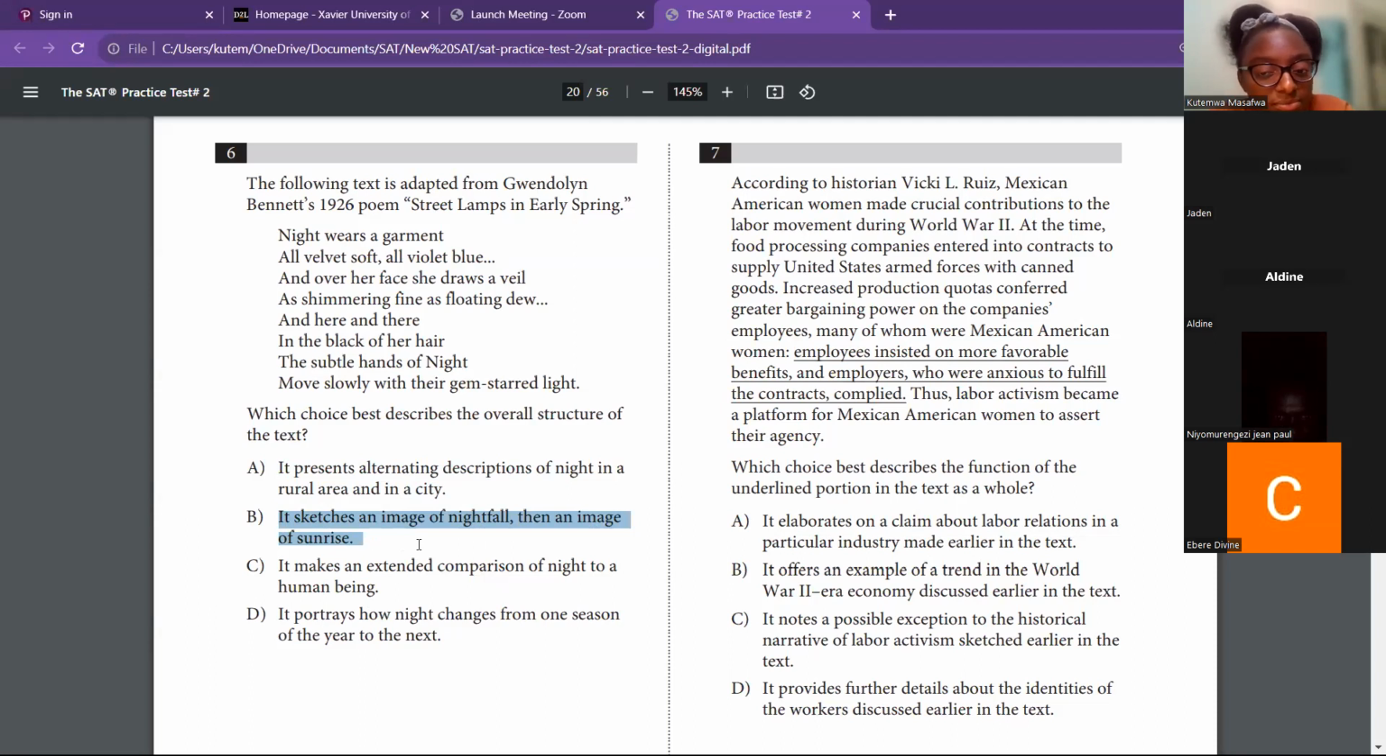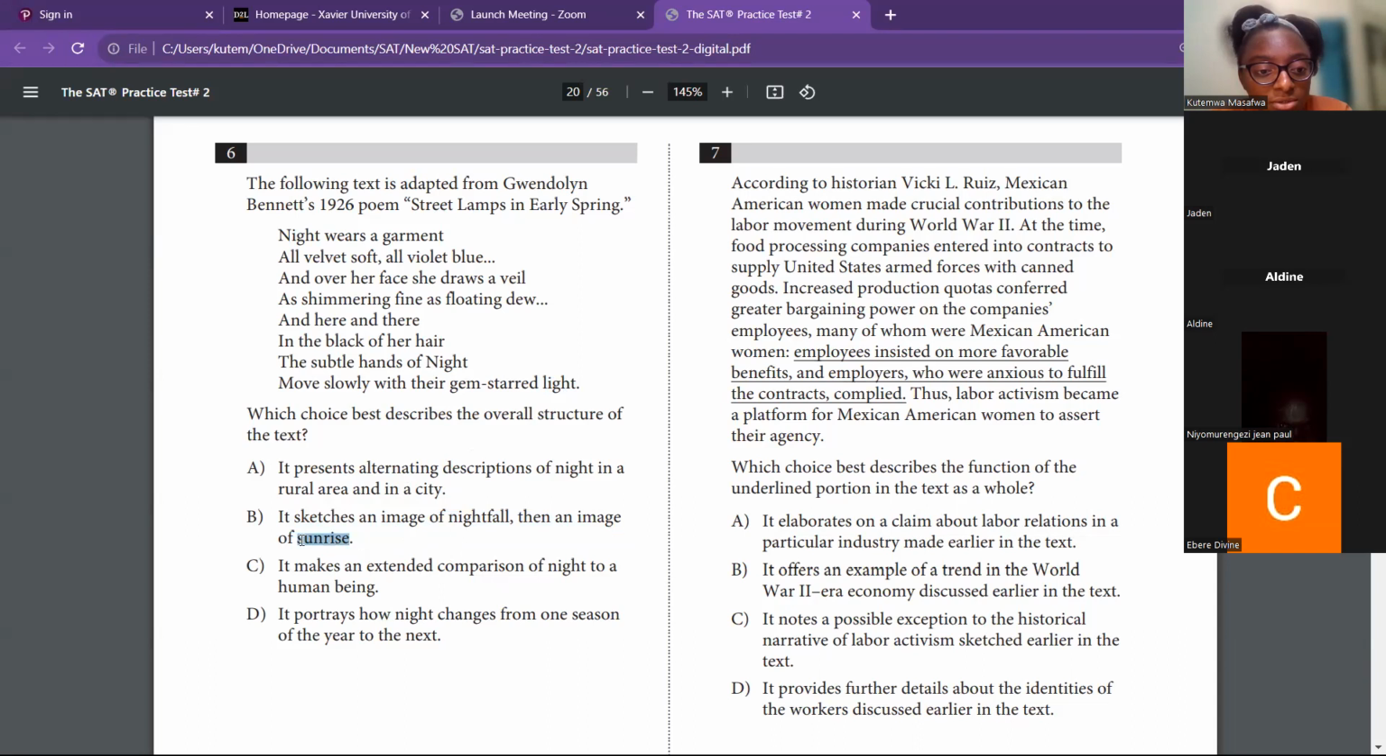It says night wears a garment, so it already speaks of night. It says all over her face flows a veil. It means dark and shelter. It says here and there, which means everywhere, in the black of her hair, the subtle hands of night, and then again another mention of night. I would portray C because it says move slowly with their gem-starred light, but that could also mean the lights of the night, such as the street lights. So when you see light, you connect it to street light. Yes. Okay, I see what you're saying.